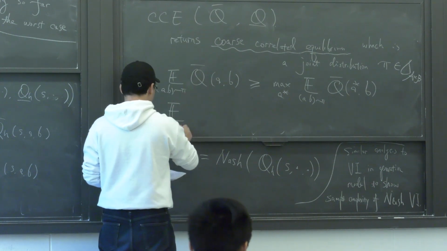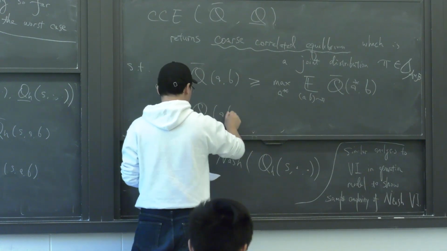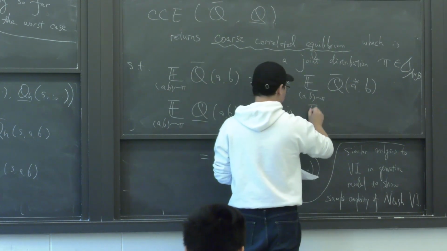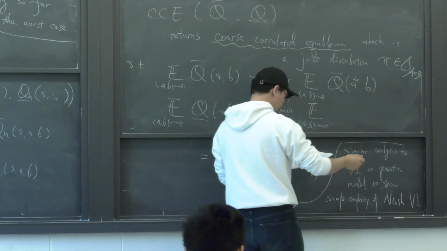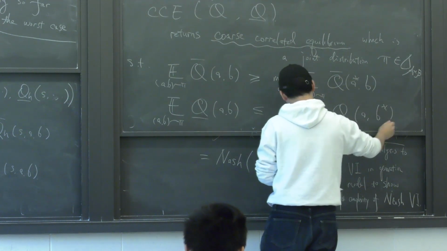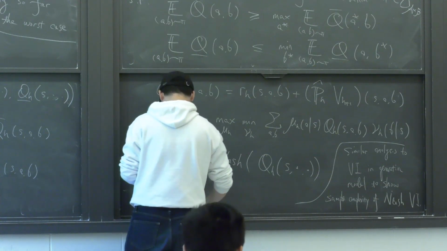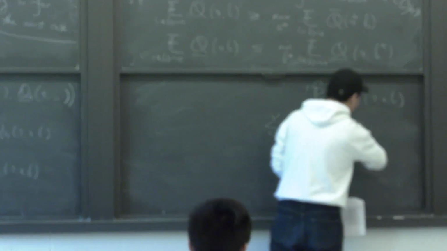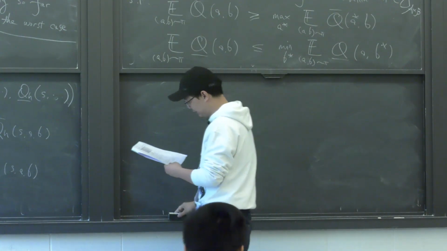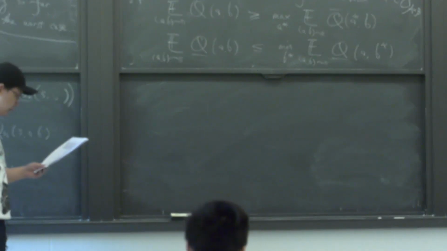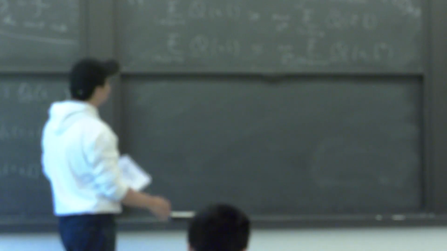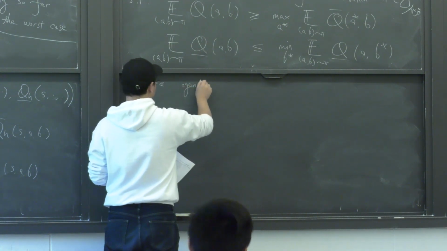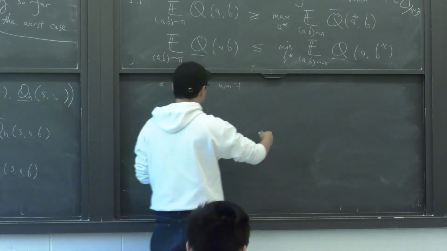Similarly, we also have the other part that is less or equal to the minimum over B star of the expectation of A, B sampled from pi, Q lower bar, A, B star. So the intuitive interpretation of CCE is that an agent won't gain anything. If we already reached the CCE, then an agent won't gain anything.